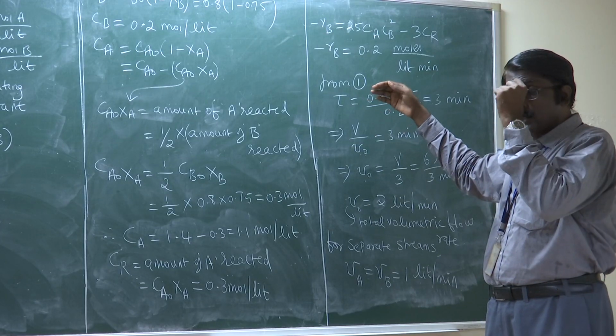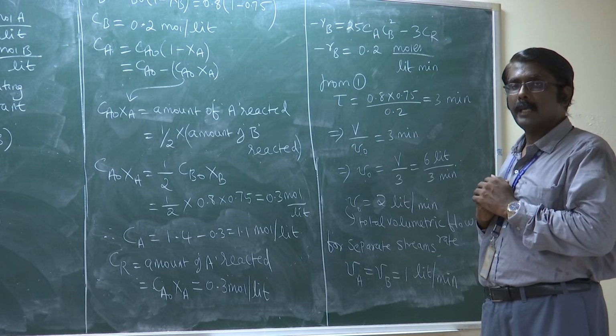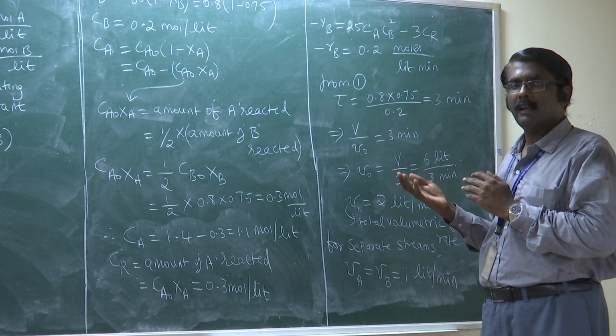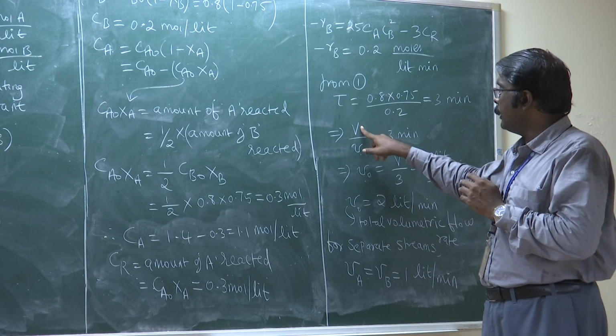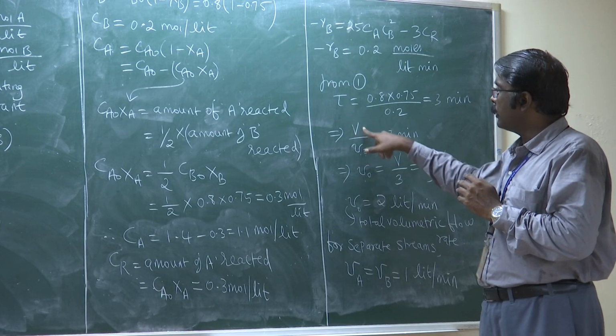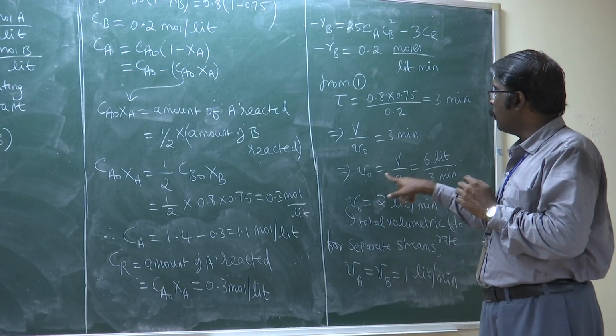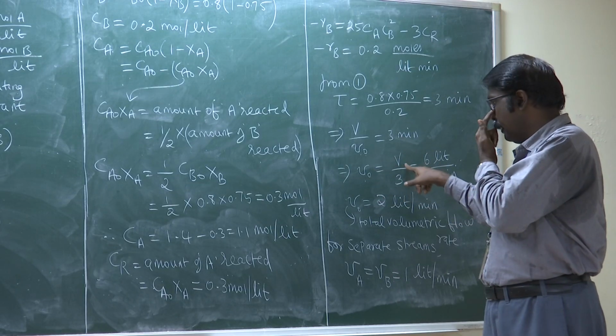Already we know the definition for tau. Tau is nothing but space time. It is the ratio between the reactor volume and the volumetric flow rate at the inlet condition. So tau is nothing but V divided by V naught. So V by V naught is equal to 3. That means V naught is equal to, cross multiplying, V divided by 3.